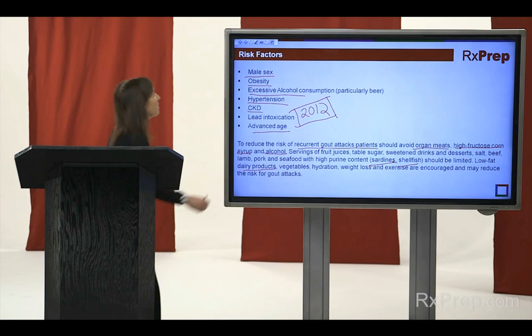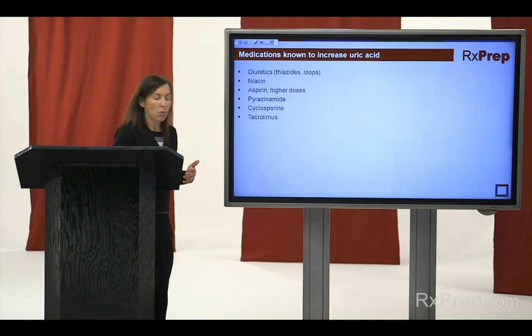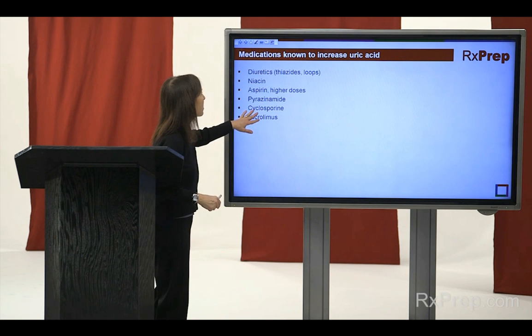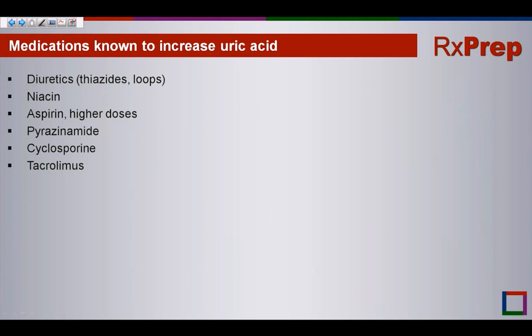Let's look at the parameters for gout. And first, let's take a look at the medications that can increase uric acid. So diuretics do. Thiazides are used for blood pressure, so maybe the patient doesn't need to be on a thiazide. Maybe they could be on an ACE, an ARB, a beta blocker. Loops, when they're used, you have to use them. Do they increase uric acid? Yes, but the patient probably has heart failure and you need the diuresis from the Lasix.